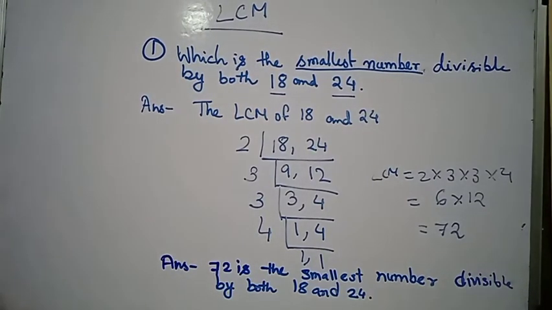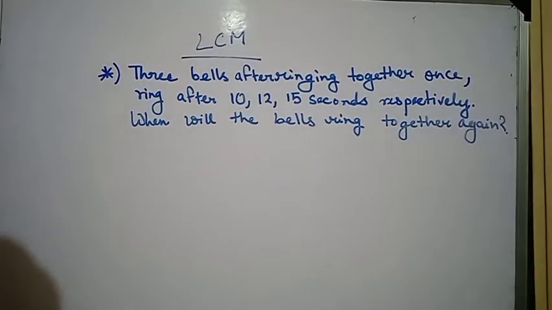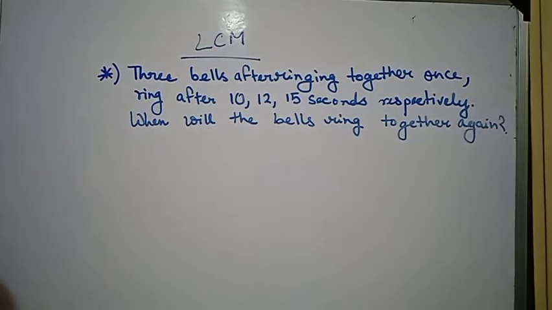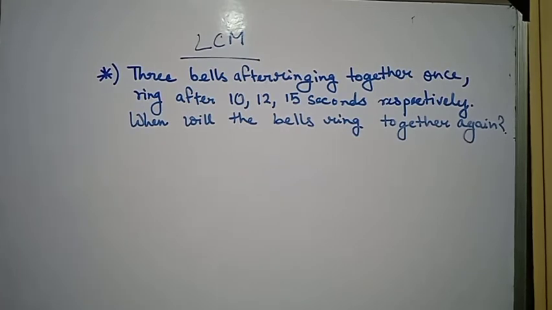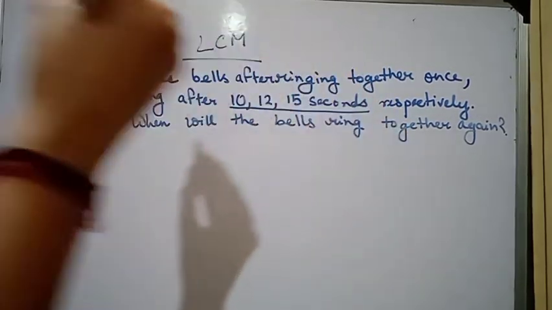Okay, so let us take another example. This sum says: 3 bells after ringing together once ring after 10, 12 and 15 seconds respectively. So 3 bells are ringing. At first they rang together, and after that they ring after 10, 12 and 15 seconds. When will the bells ring together again? In this kind of sum, if they are asking when they will ring together, that means we have to find the LCM of these numbers, that is the given seconds.